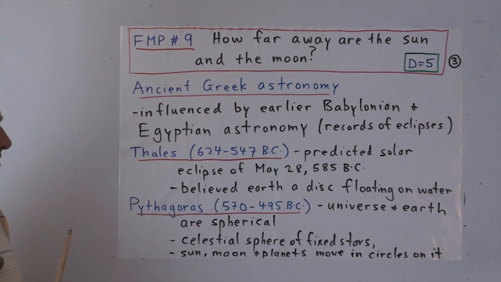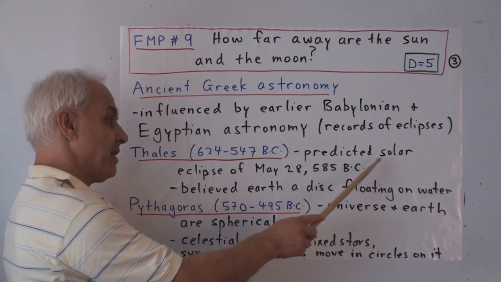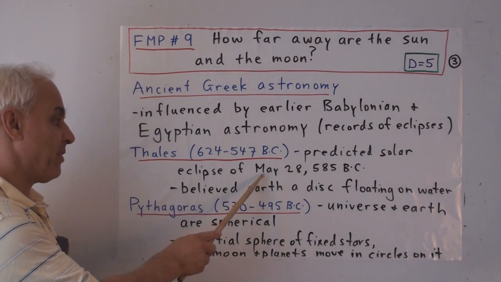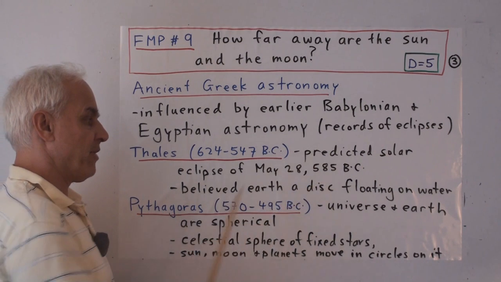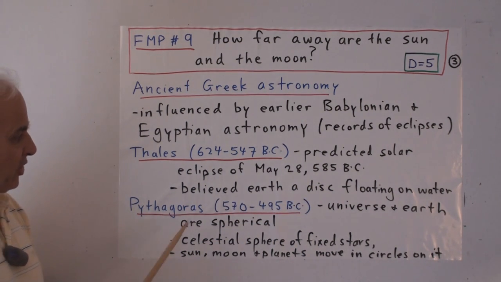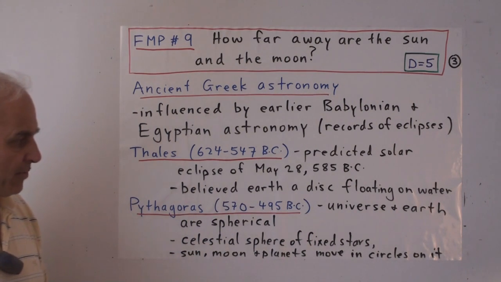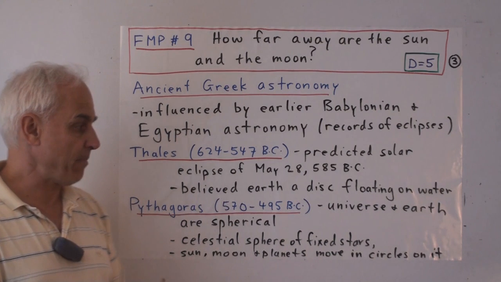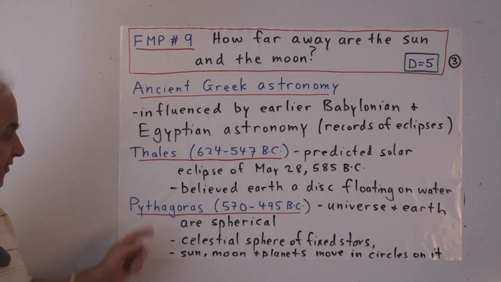Amongst other things, he is of course famous for his contributions to geometry, but in astronomy he was known to have predicted a solar eclipse that happened on May 28th, 585 BC. He also believed that the Earth was a disk floating on water, so he did not have the spherical view of the Earth that came later with the Pythagoreans who came after him.